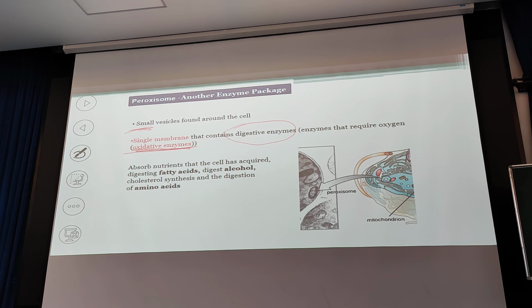So the difference between the lysosome and the peroxisome is that peroxisomes contain oxidative enzymes. Those enzymes require oxygen to work, while lysosomes work in an oxygen-poor area, so they don't need oxygen. Another important piece of information is the pH: the pH of the lysosome is quite low. These are two differences between the peroxisome and the lysosome.